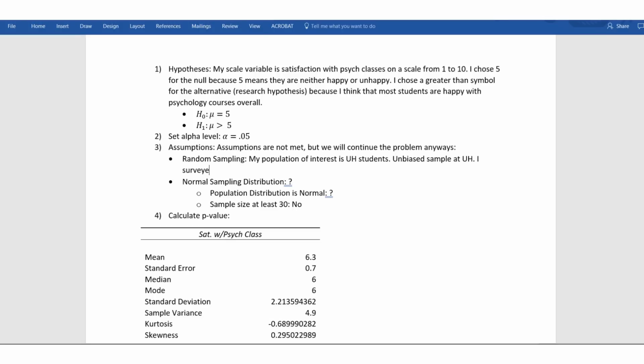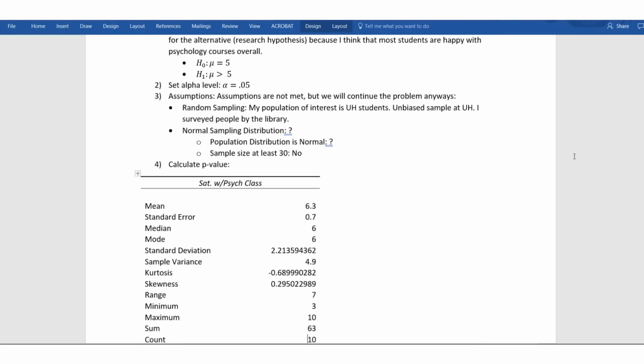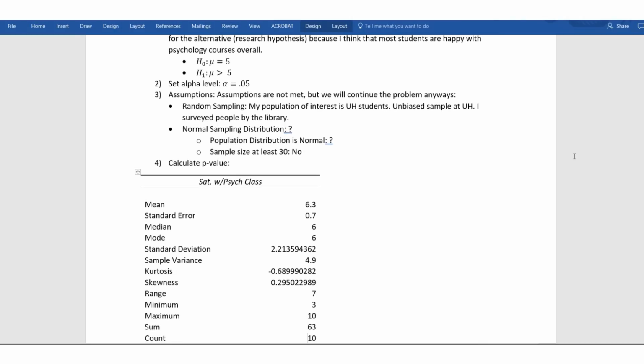I surveyed people by the library. Okay, and if it's biased, that's okay, but just say why it's biased or why it potentially could be biased. No study is ever perfect, but you need to know the limitations of your study. That's important.